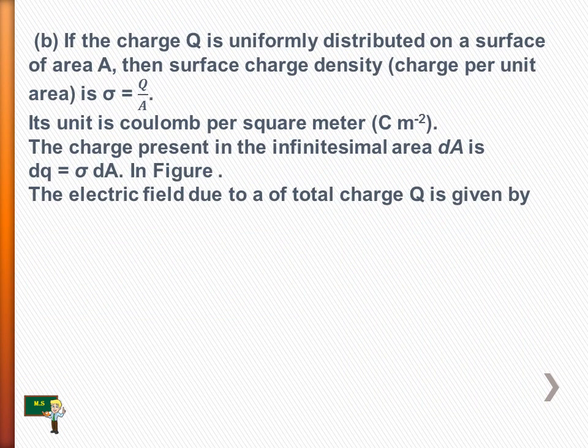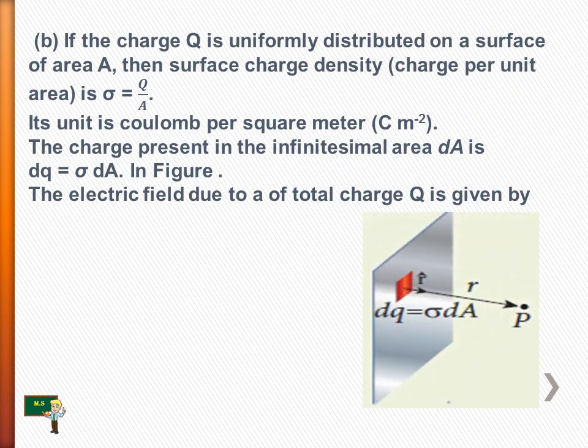Okay, now let's move to the second part. This is for a charge which is uniformly distributed on a surface. In this electrostatic lesson, we are going to see this part with a Gaussian surface later. Now, if the charge Q is uniformly distributed on the surface area A, and the charge is uniformly distributed all along this full surface, then we have to find the surface charge density. How can you find the surface charge density?